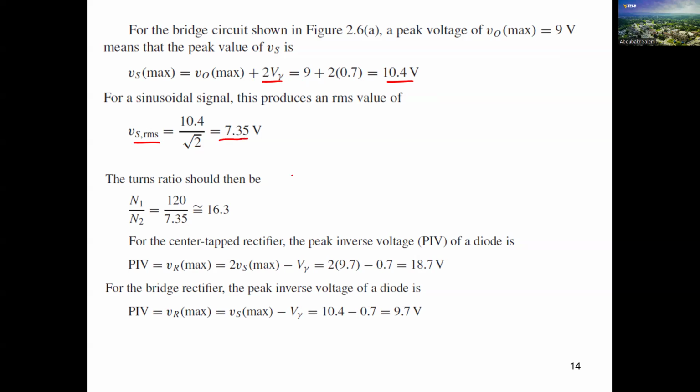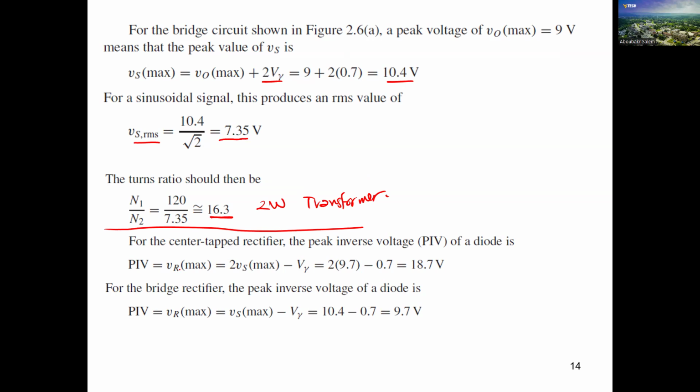So the turns ratio of this transformer is going to be 120 divided by 7.35, which is 16.3. So this is the turns ratio in the case of the full, or two-winding, transformer. But the previous one was the center tap transformer. So we now compare regarding the transformer types.